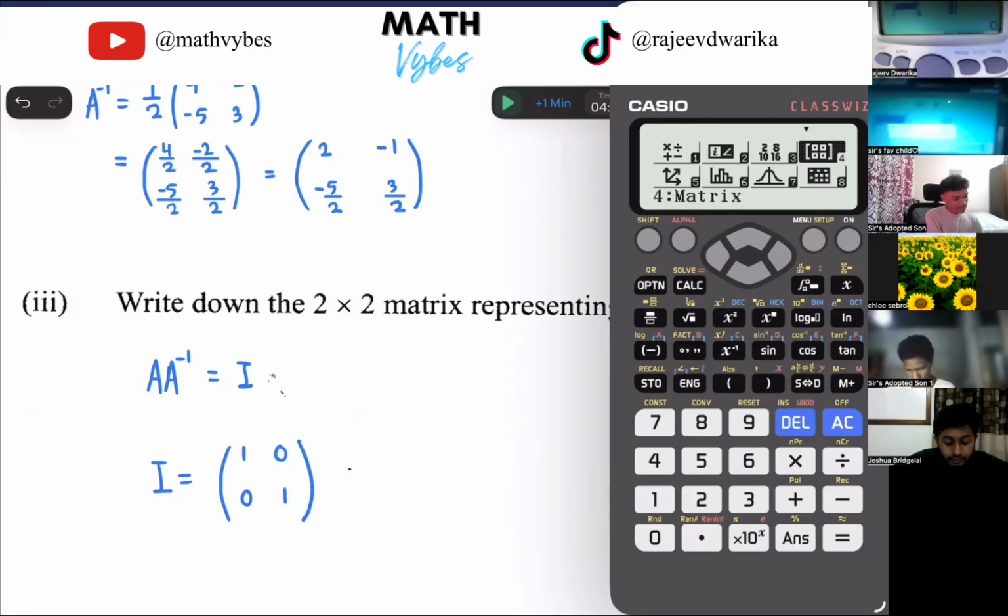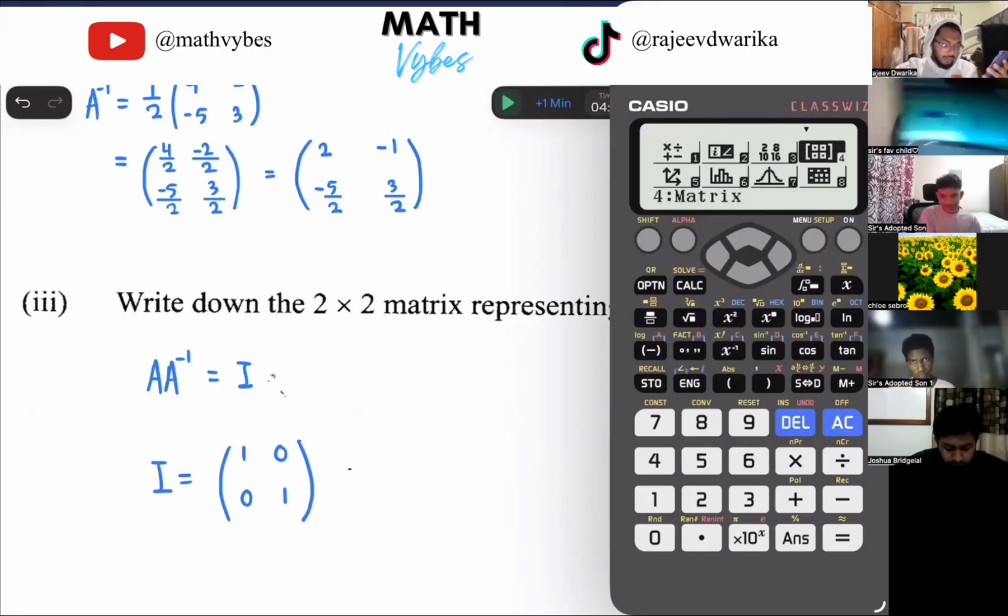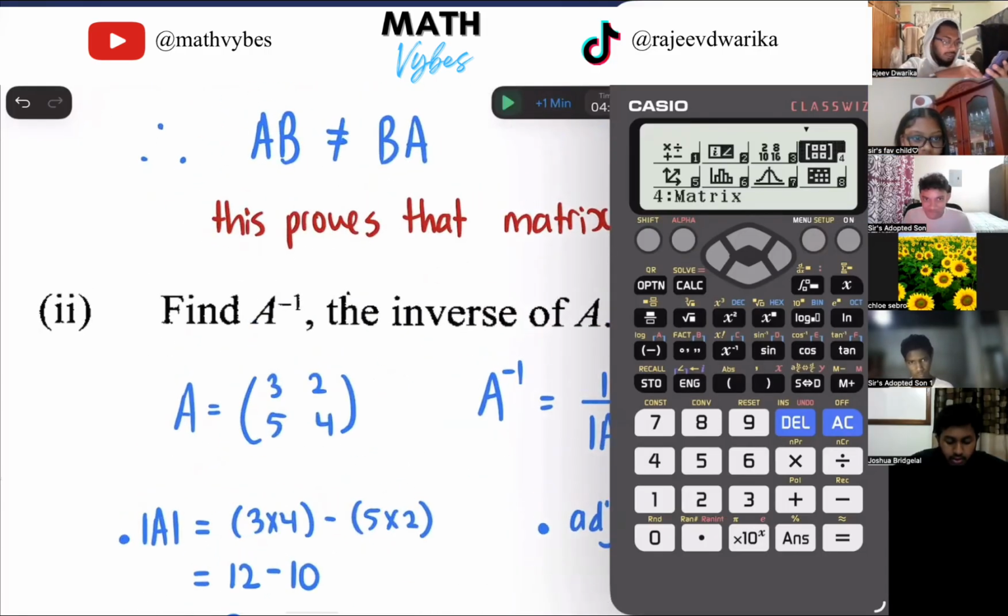Yeah, I see it. Then you're gonna put in matrix A, right? Matrix A is 3, so you're gonna press 3 equal, then 2 equal, then 5 equal, then 4 equal. You should be seeing this.